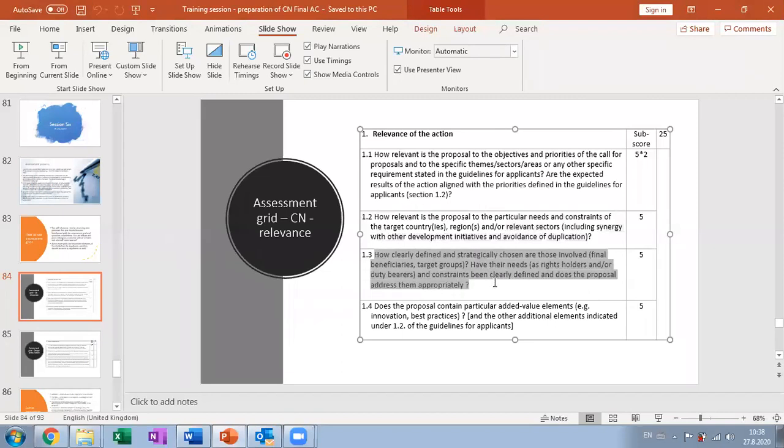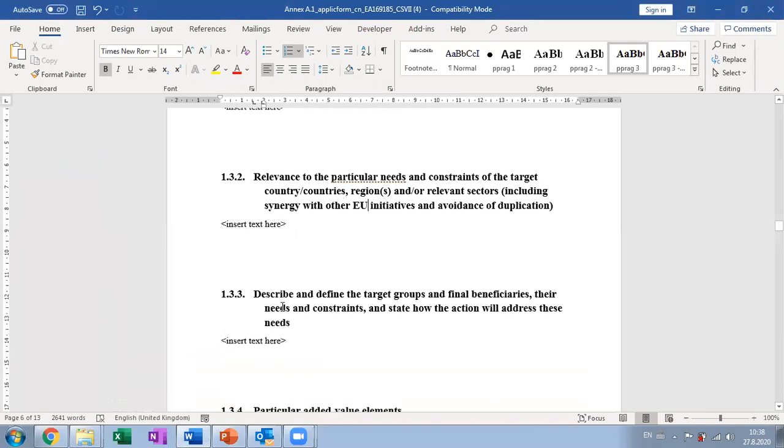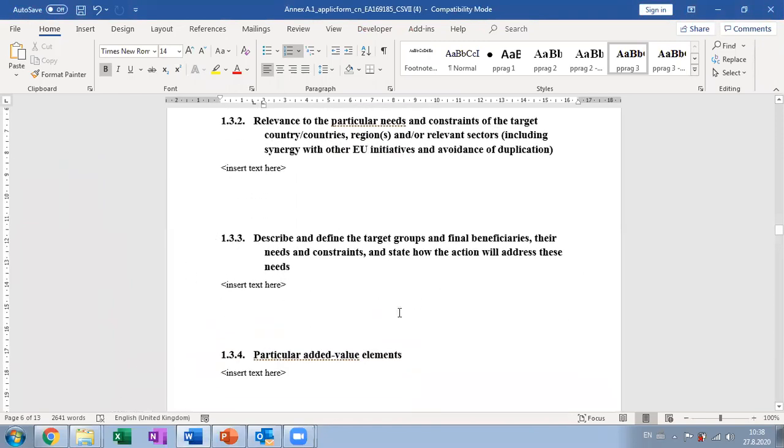How clearly defined and strategically chosen are those involved? Have their needs and constraints been clearly defined? Does the proposal address them appropriately? That's the third set of questions that's asked. That's a part of the evaluation grid. Again, maximum 5 points. And again, going back to the template, this is the presentation from section 1.3.3.